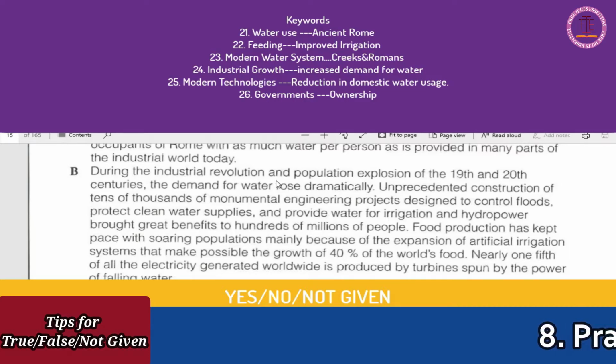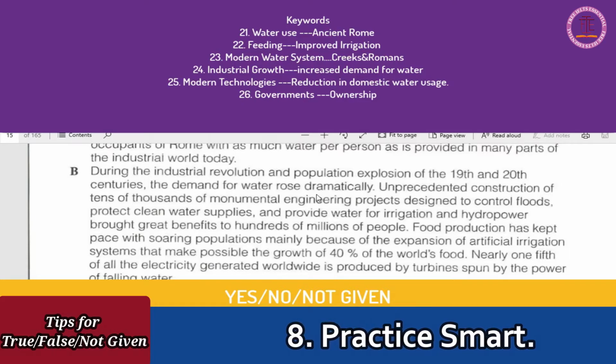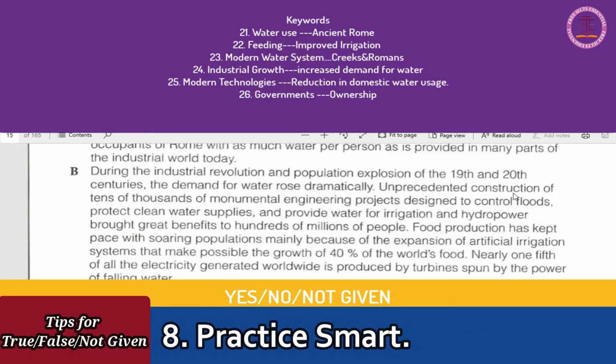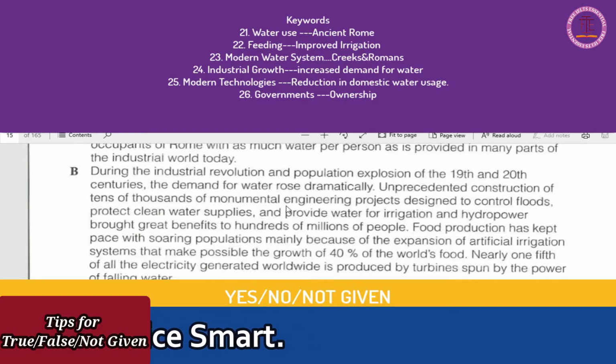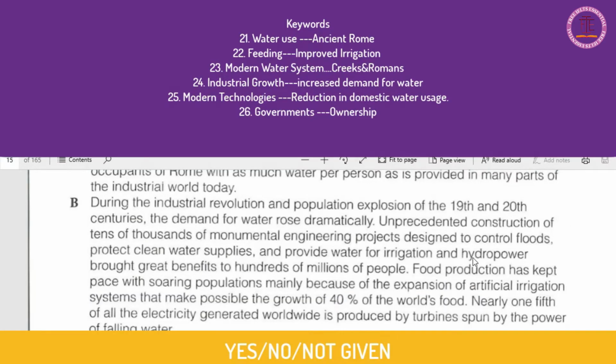So during the Industrial Revolution, population exploded in the 19th and 20th centuries. The demand for water rose dramatically. Unprecedented construction of tens of thousands of monumental engineering projects designed to control floods, protect clean water supplies, and provide water for irrigation and hydropower brought greater benefits to hundreds of millions of people. Food production, now this is a word where we can find related to feeding, has kept pace with soaring populations, mainly because of the expansion of artificial irrigation systems.